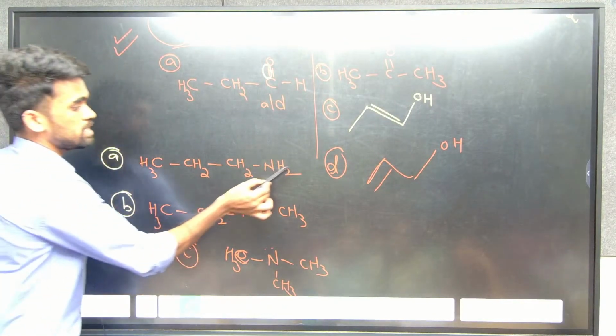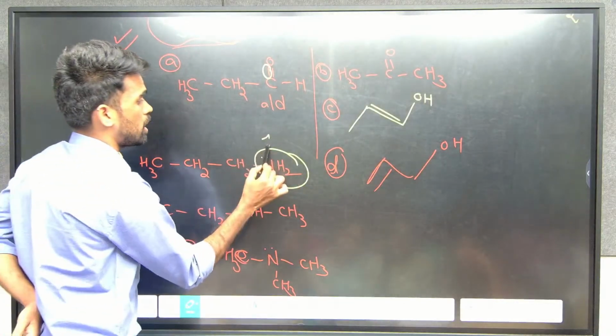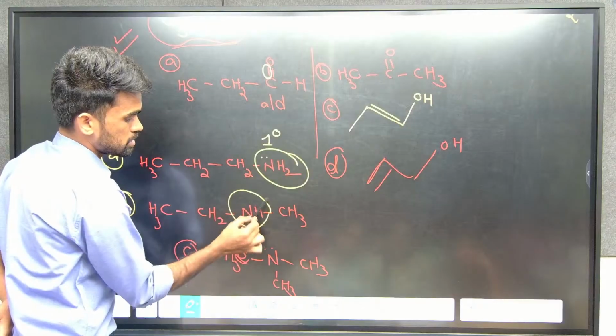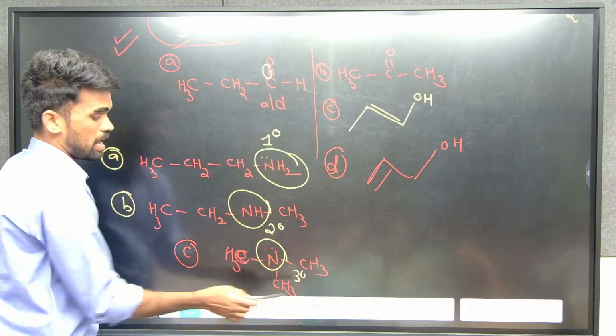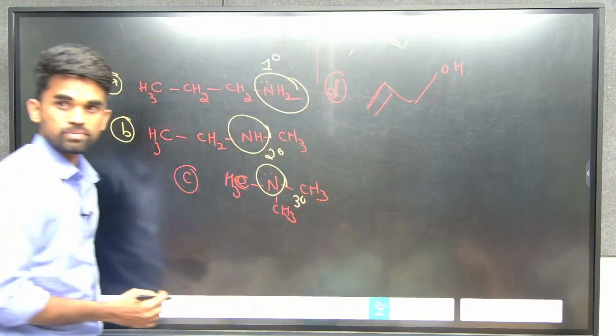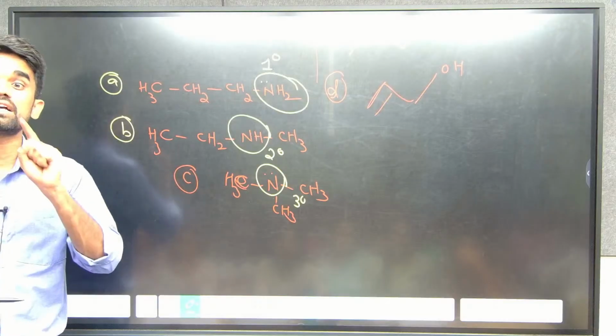See, to this nitrogen, how many carbons are directly attached? So it should be called primary. To this? So now they will ask what is the relation between A, B, C. You should say primary, secondary, tertiary amines are functional group isomers.